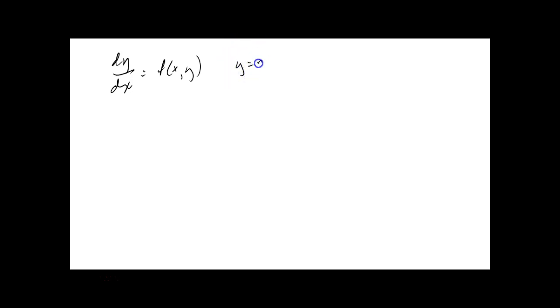y is equal to some other function, g, which is a function both of x and of u. Now, they've thrown in a new variable here, u. Now, this is the weird part. u is regarded as a function of x.